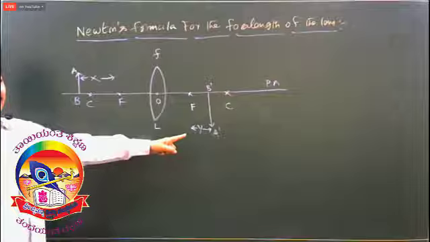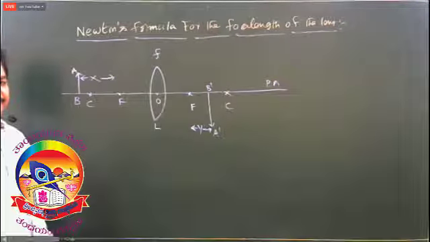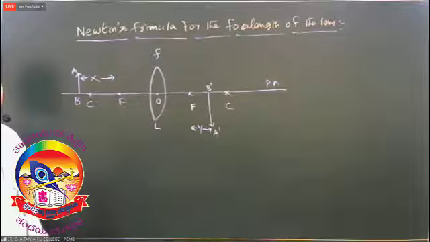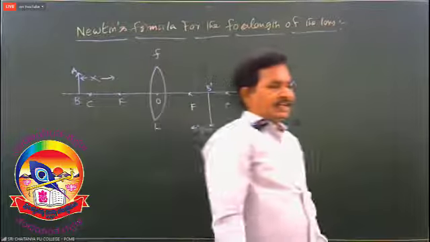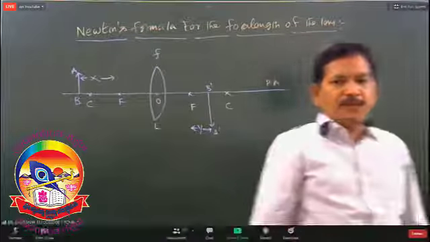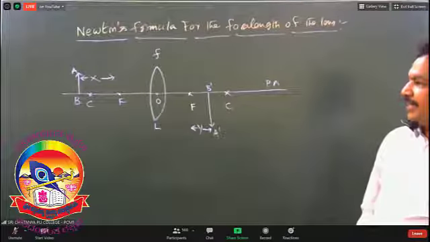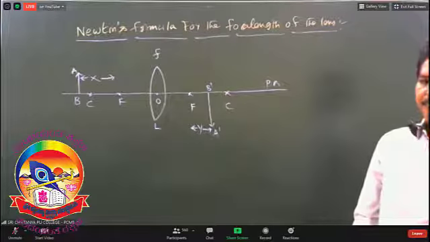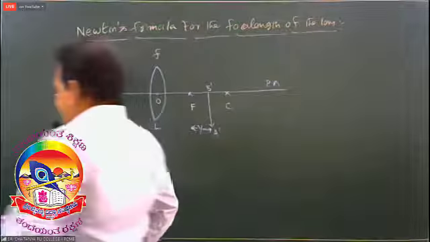We have already derived Newton's formula in the case of a mirror. In the case of a mirror, we got the result f is equal to root xy, where x and y are the distances of the object and image from the principal focus. In a similar way, we have to derive it in the case of a lens also.